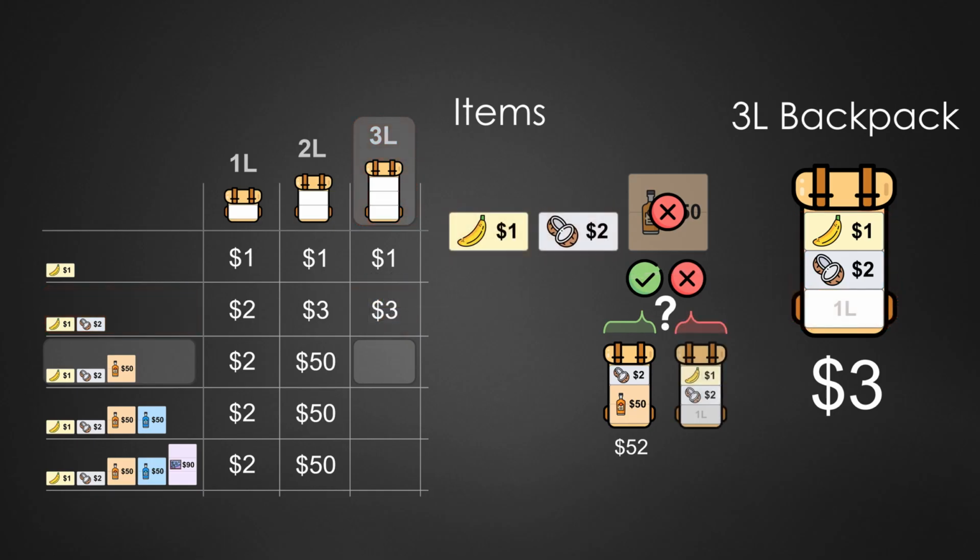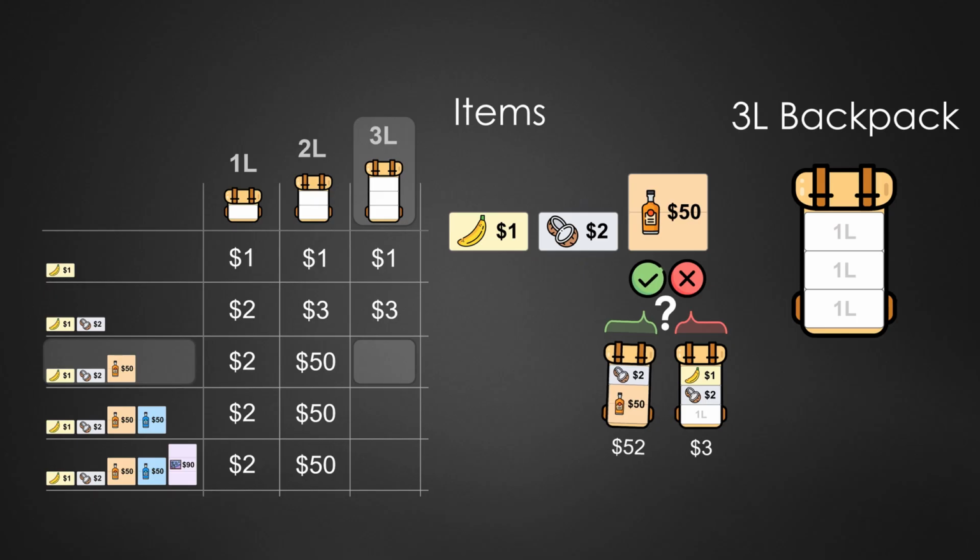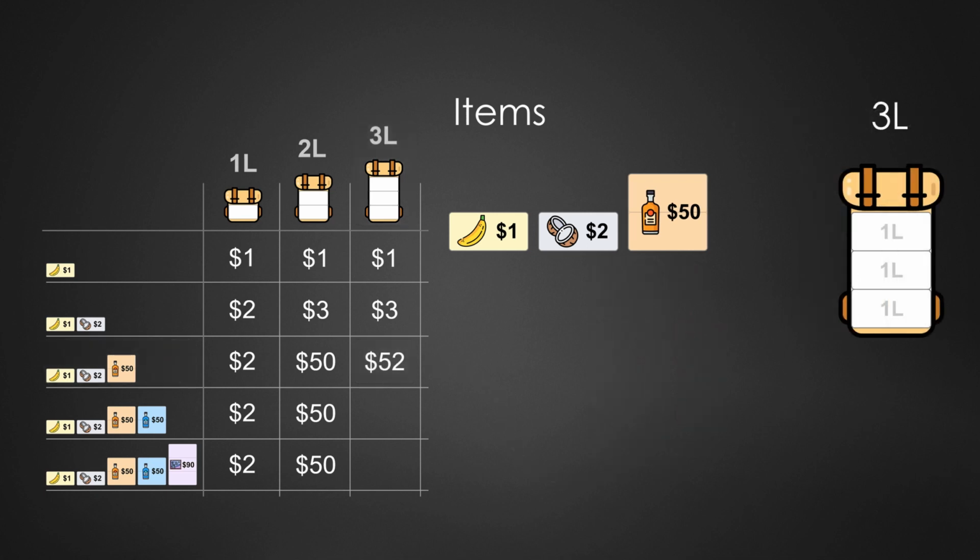Finally, let's compare these two cases. If we pick the whiskey bottle, we get $52, while if we leave it, we only get $3. Clearly, picking the whiskey bottle is the better choice. We can now record this value in the table, as we've just solved this slightly more complex subproblem. We can then repeat this process and consider a new item, this time the blue whiskey bottle.